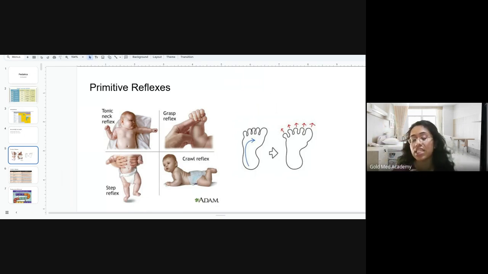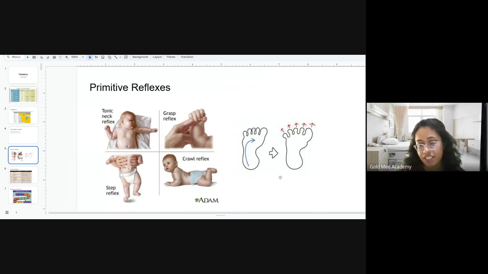This is usually a survivability method for the baby. If you place something on the hand, they're able to hold on and get a good grip, to be able to survive out in the wild. These are primitive reflexes. If you believe in the theory of evolution, this is sort of where we evolved from the primates, right?